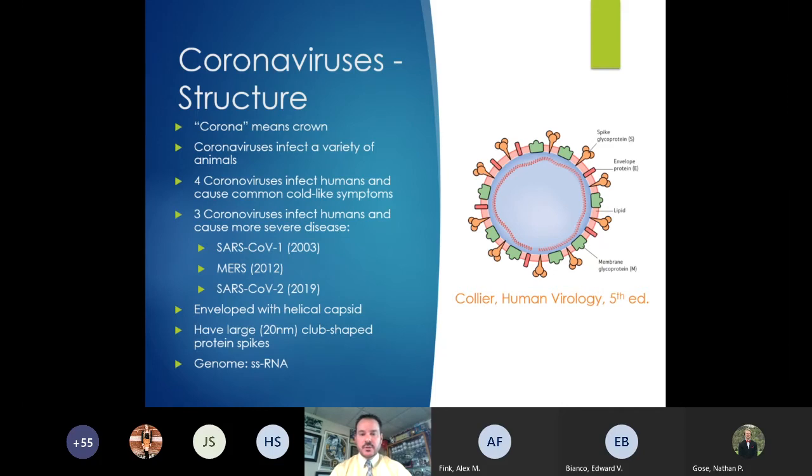And so there's kind of a cartoon where you can see the single-stranded RNA genome surrounded by a capsid, and then that is all encompassed or contained in this envelope, this membrane, and then there are those spikes that project out from that. So that's a bit of a background.